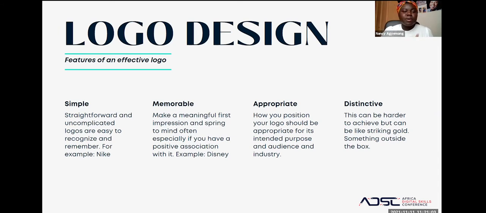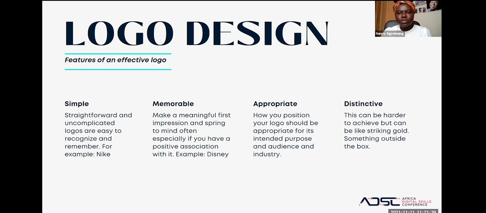And then it has to be memorable. Memorable means it has to create some meaningful impression in the minds of people. So especially when you have positive associations with your brand. So let's say when we talk about Disney, it's like fun for children. So when people go to Disneyland, they go there to have experiences, memorable experiences. So your logo should be memorable. In as much as it should be simple, it should also be memorable.